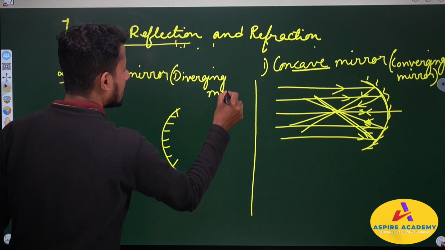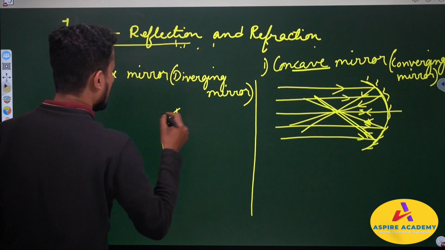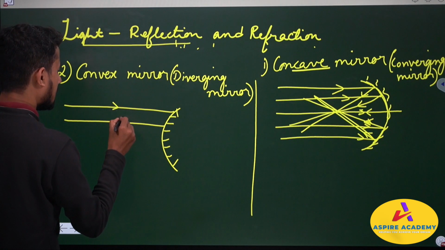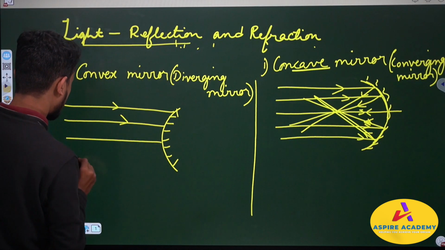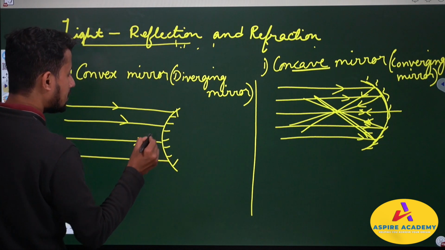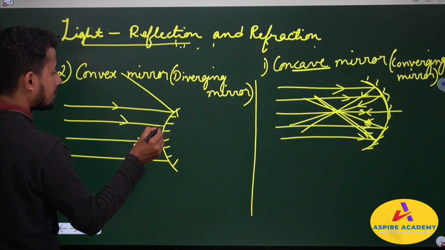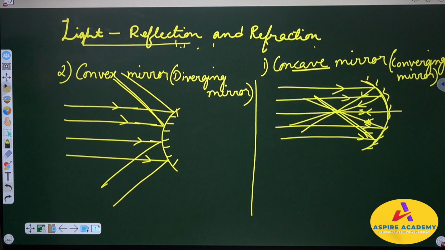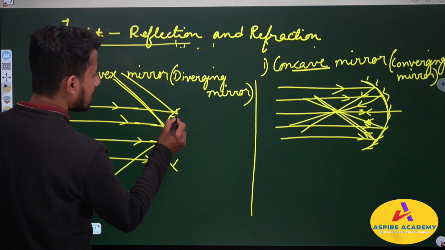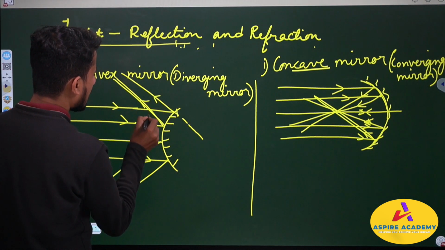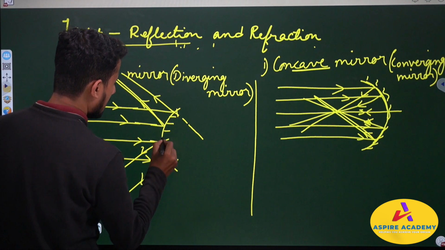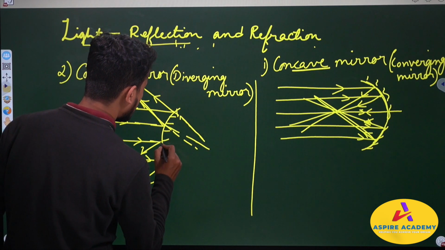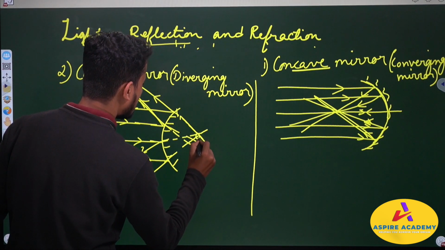Why? I'll tell you. When you shine incident light on a convex mirror, you will see that the reflected rays are thrown away. The reflected light rays are thrown away, and it seems that all these reflected rays are coming from a point that is behind the mirror.